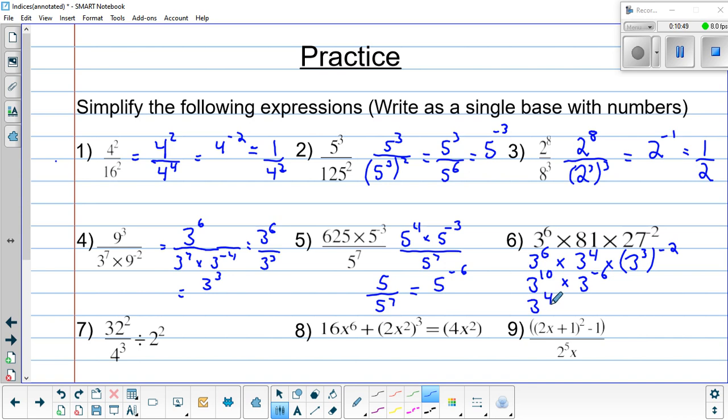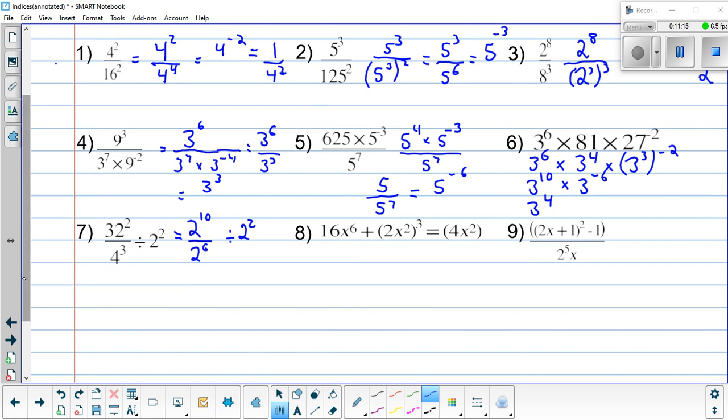Moving on, keep getting them in terms of 2, so we're going to have that as, well, 2 times 2 is 4, times 2 is 8, times 2 is 16, times 2 is 32, so 2 to the 5 times 2 is 2 to the 10. Then we're dividing by 2 to the 6, and all of this will be divided by 2 squared. So we're going to get 2 to the 4 divided by 2 squared, which is 2 squared.